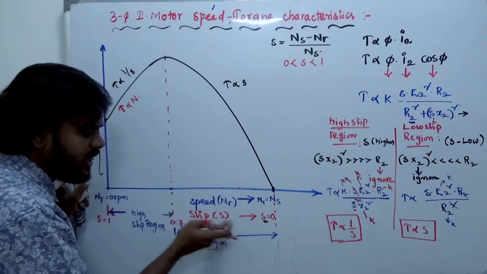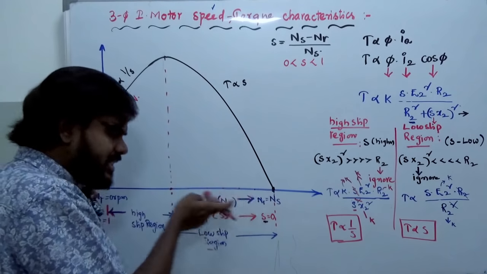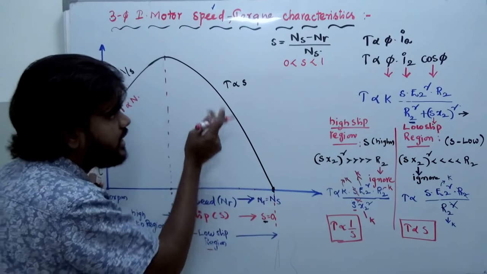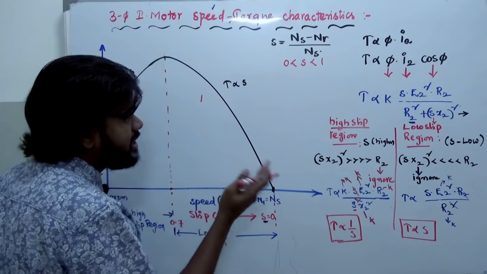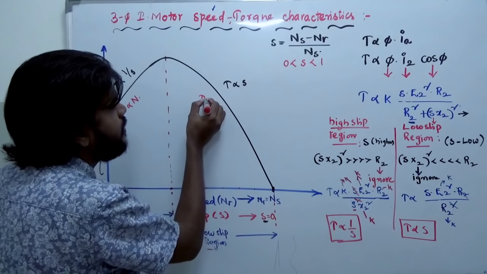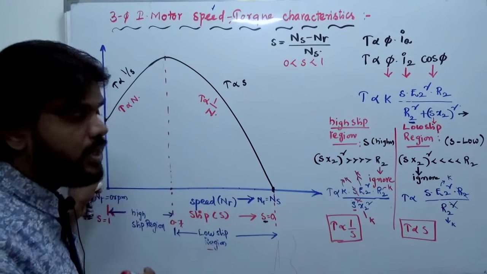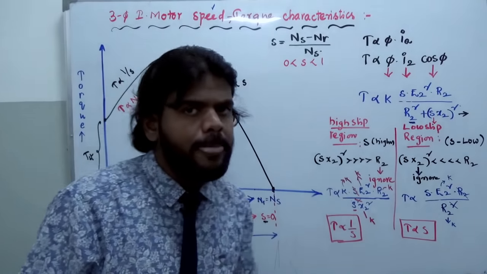And what about during the low slip region? You find here the speed is increasing, right? It is still increasing, but torque is getting down, decreasing. So here the speed is increasing, torque is decreasing. So inversely proportional. This is how you can get the relation between the speed and the torque.